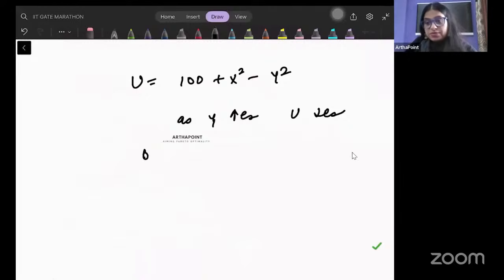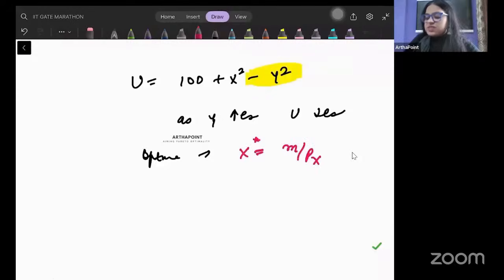My optimum should suggest that I spend all my income on good x, because y is a bad good. So clearly I can see that x star will be m by px. I will spend all my money on good x and not consume a single unit of good y. You're right. When prices are increased and money also changes, the slope will be the high.